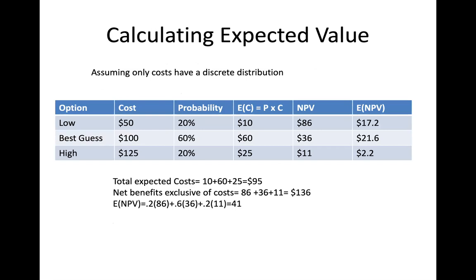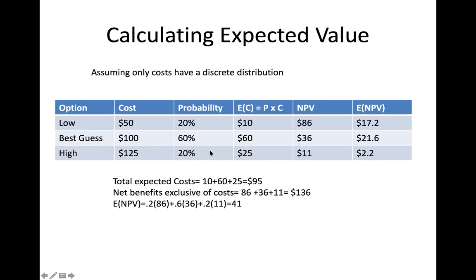So let's look at a discrete distribution. We're assuming here that only costs have a discrete distribution, so only costs will change with these probabilities. And you see that the low has a 20% chance of happening. The best guess is a 60% and the high is a 20%.